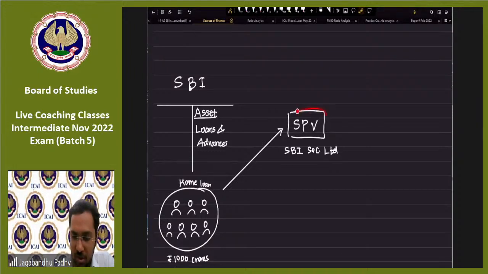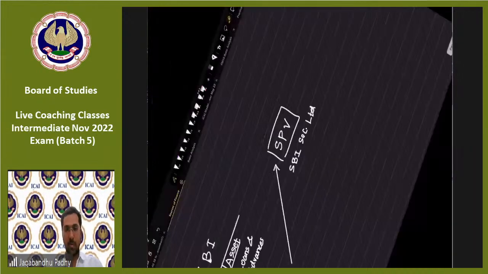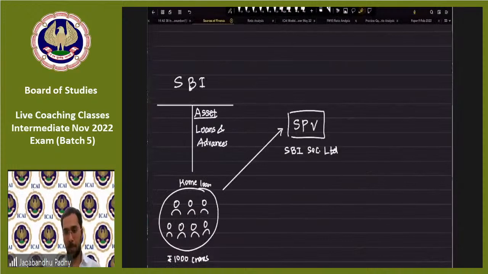So State Bank will approach this SPV. SBI will say, you take this entire loan from me. I'll give you the entire right to recover money from these people. It means the SPV will have the right to recover money from this.